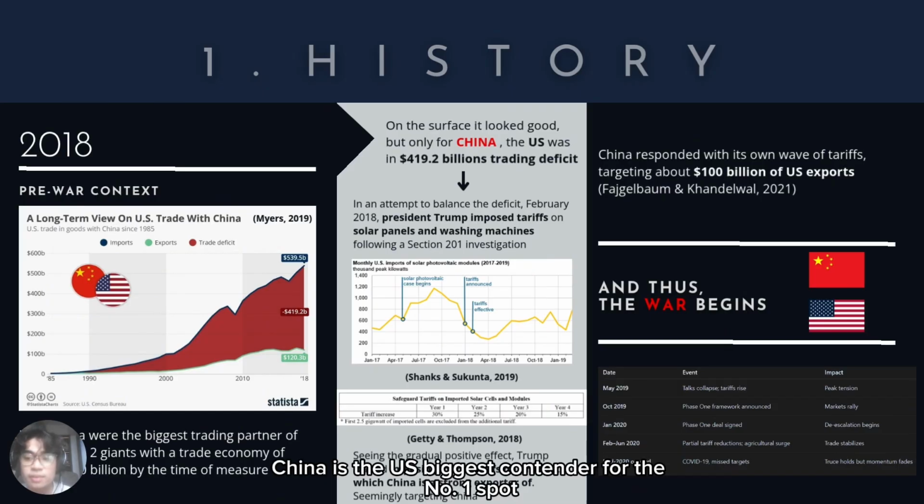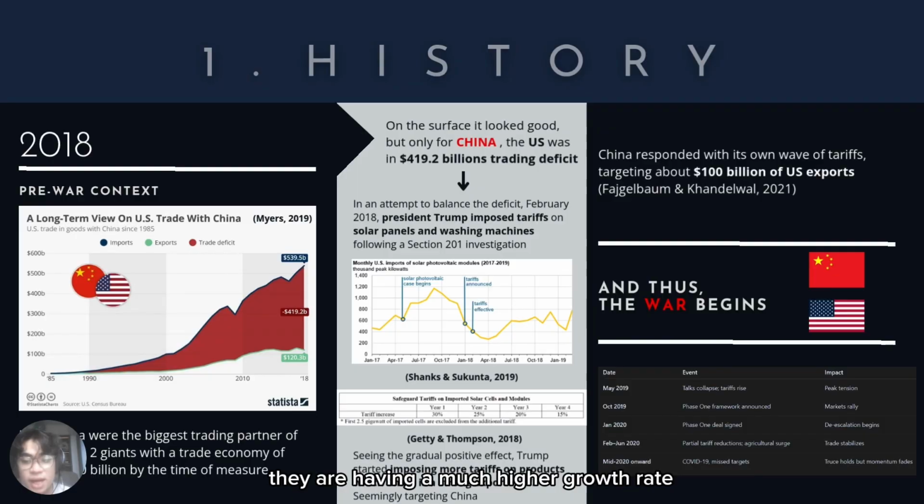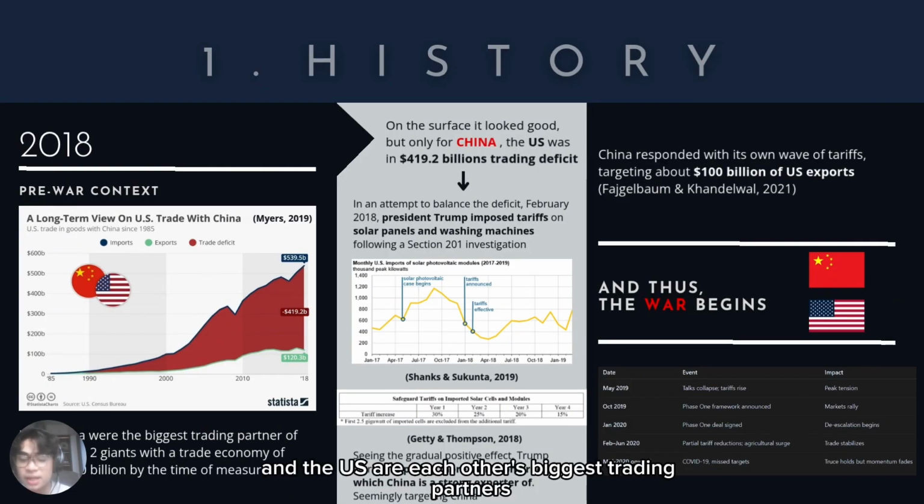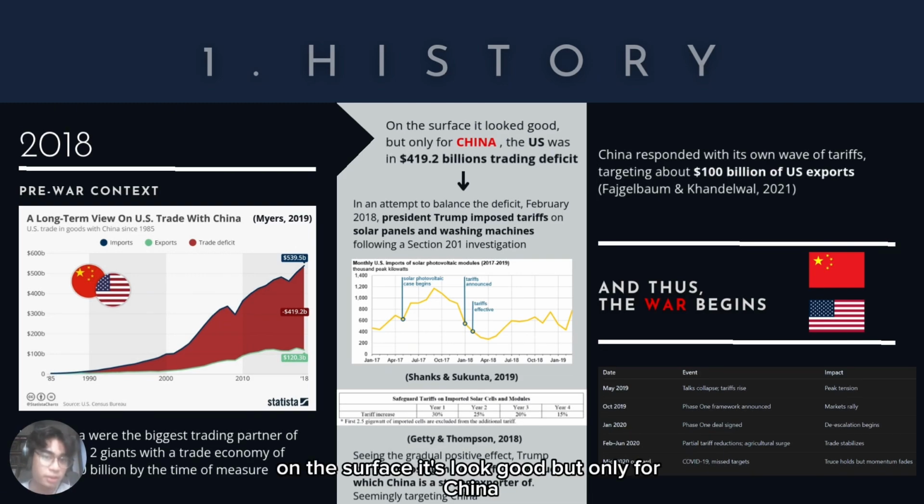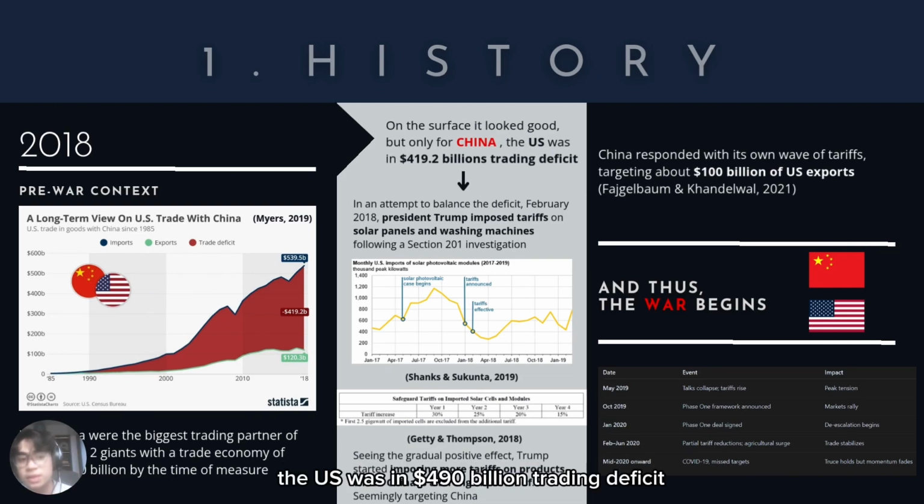China is the US's biggest contender for the number one spot, and right now they are having a much higher growth rate. However, under all of those disputes, China and the US are each other's biggest trading partners. As you can see, they are two giants with a trade economy of about $660 billion by the time of measures. However, on the surface it looked good, but only for China. The US was in a $490 billion trading deficit, which means they are buying from China more than they are sending to China.